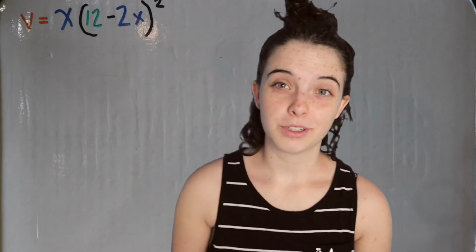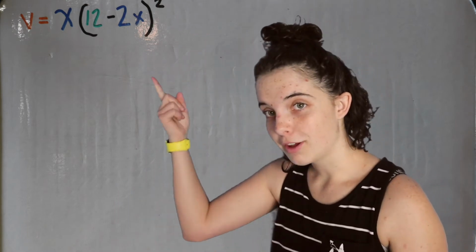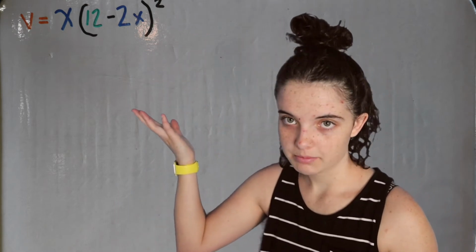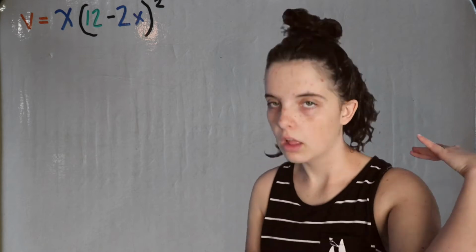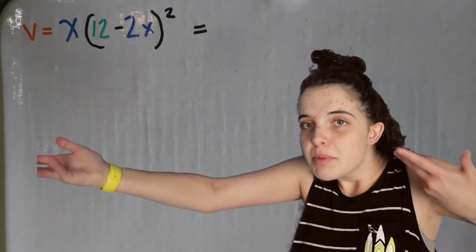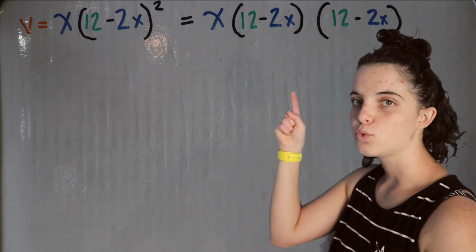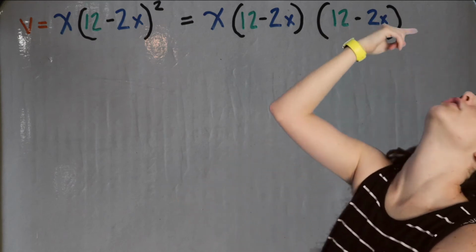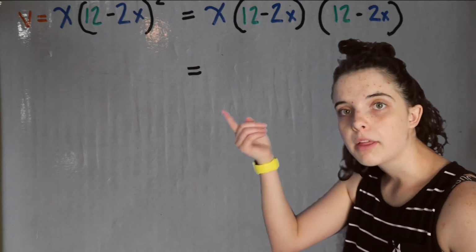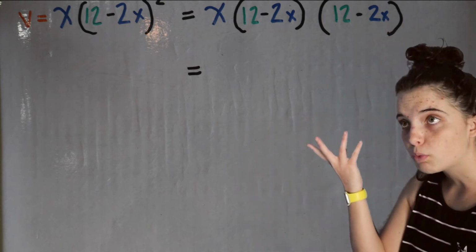Now we're throwing in more calculus. So this is the way to do it faster? Not really sure if it's faster. So anyway, we have the volume equation. It's the same, because it's the same problem. But now we can expand it, because it's squared. So it's x times 12 minus 2x times 12 minus 2x. Then you do the FOIL method, and there's a lot of steps, just watch.